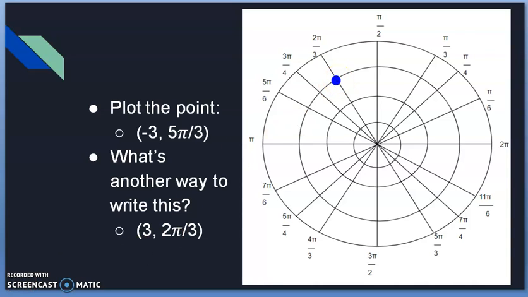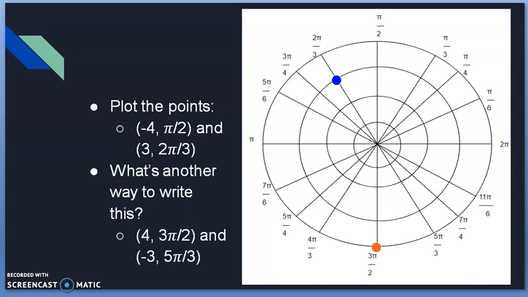Let's take a look at one final example. We're going to be plotting 2 points. So we have the points (-4, π/2) and (3, 2π/3). This again has a negative in front of the r value, so we're just going to consider it as (4, π/2) first. Let's go out 1, 2, 3, 4 units and rotate to a π/2 angle.